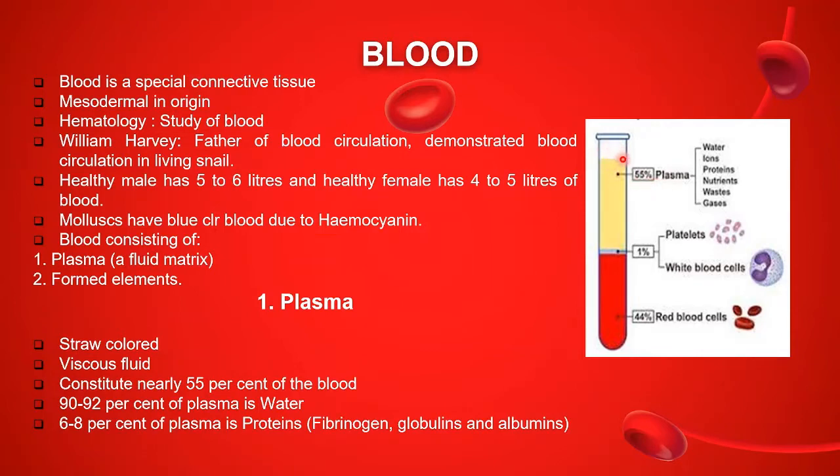Now if you see, the plasma contains 90 to 92% of water and the rest 6 to 8% are the proteins, that is fibrinogen, globulins and albumins. So these are the proteins. So what all is present in the plasma? Water 92%, some ions, proteins that are fibrinogen, globulin and albumins, and apart from that some nutrients, some wastes and gases.